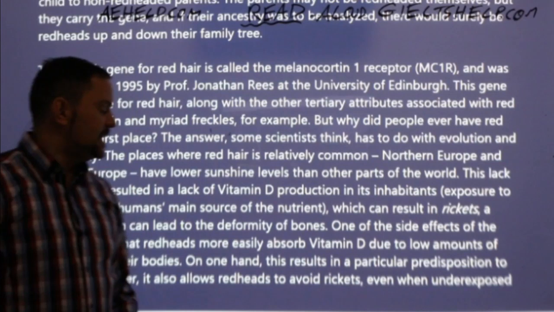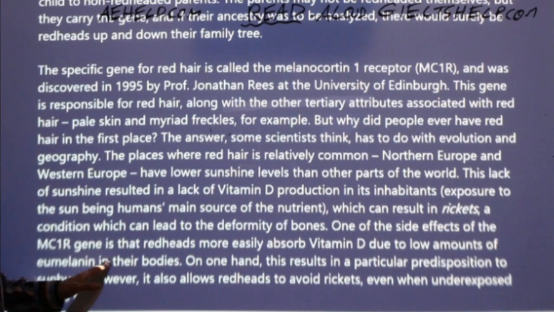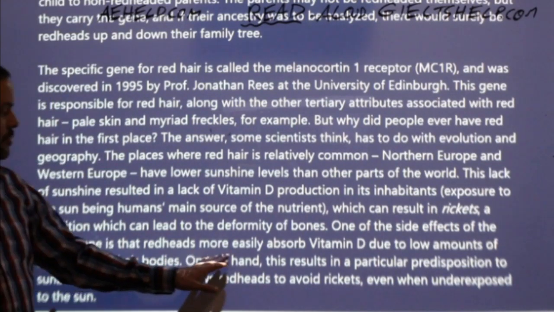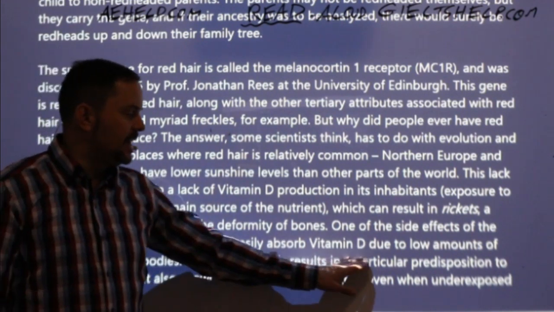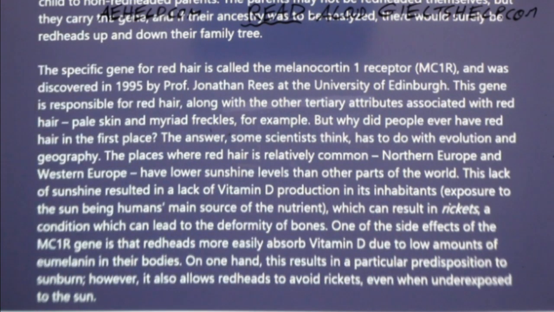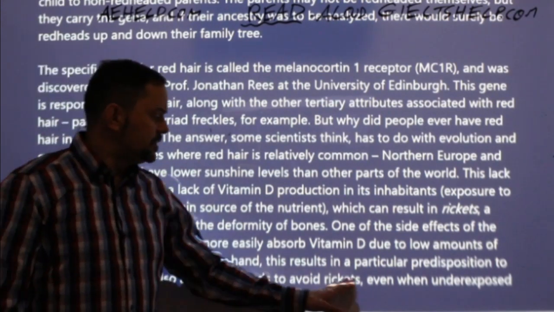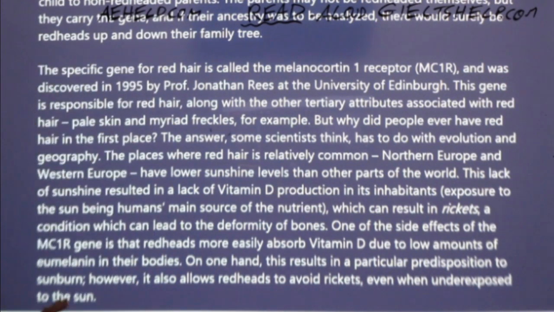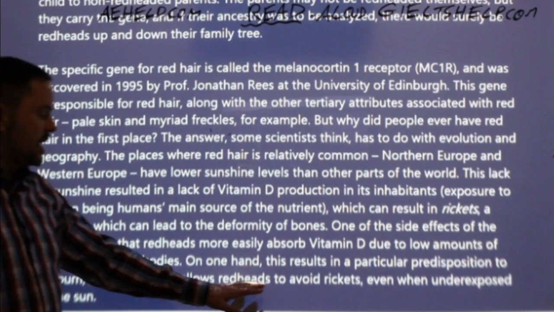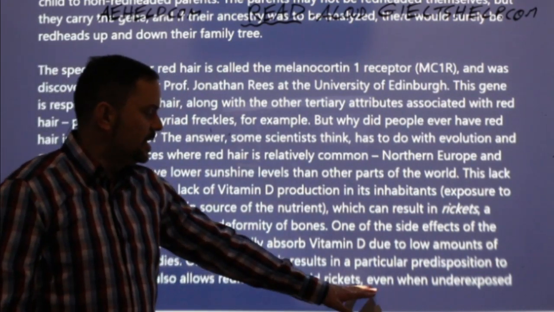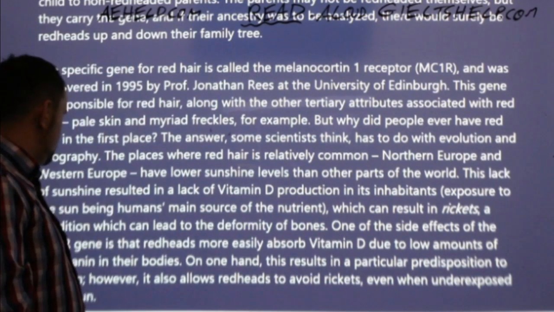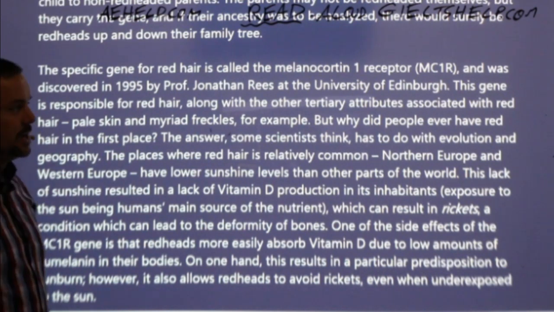One of the side effects of the MC1R gene is that redheads more easily absorb vitamin D due to the low amounts of eumelanin in their bodies. On one hand, this results in a particular predisposition to sunburn. However, it also allows redheads to avoid rickets, even when underexposed to the sun.